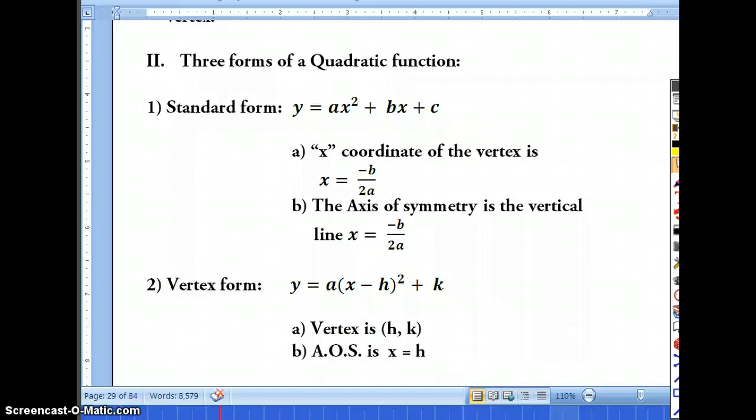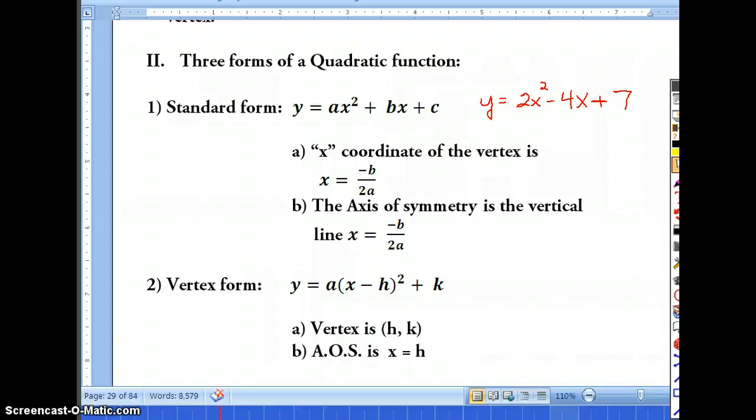y is equal to ax squared plus bx plus c. I'm going to just write in here a little example next to this. So you could be seeing something like this. y is equal to 2x squared minus 4x plus 7. That would be an example of a quadratic function, a parabola, in the standard form.